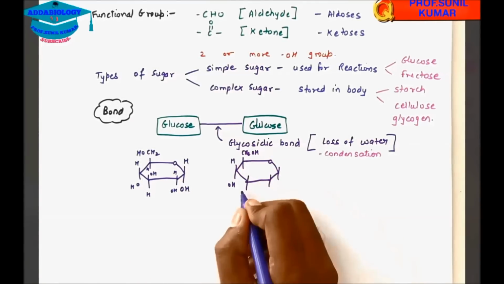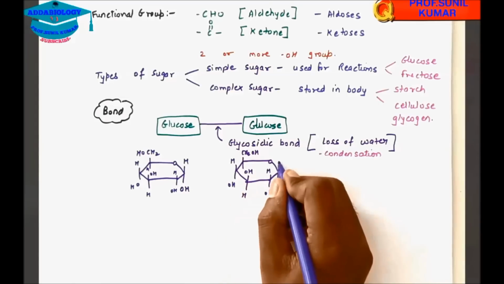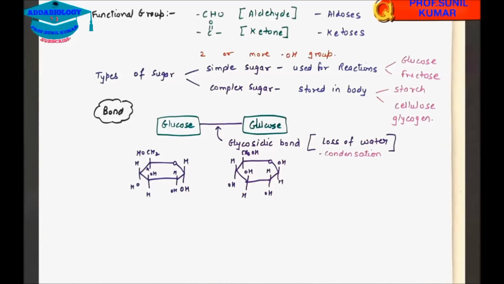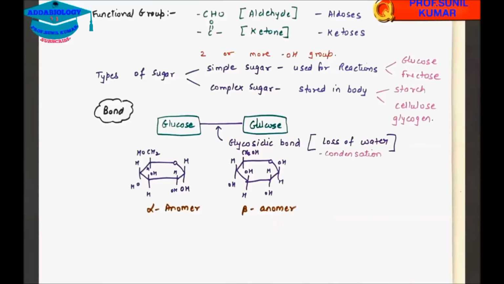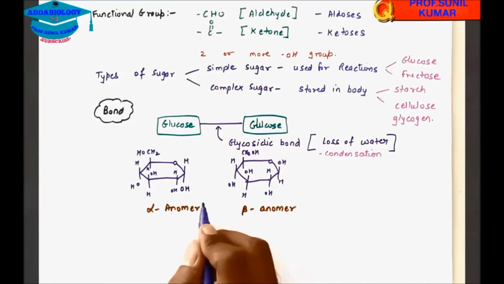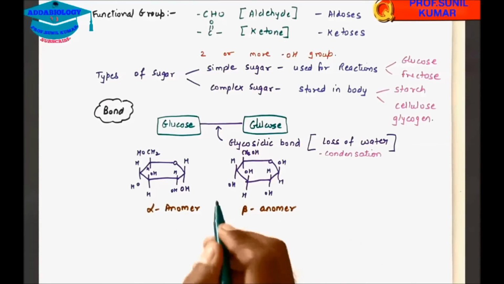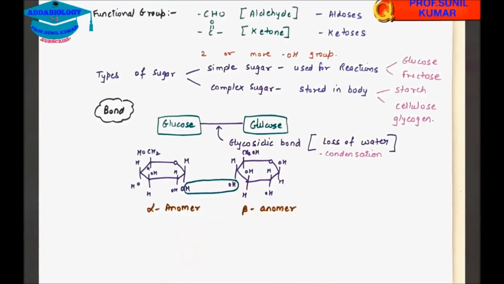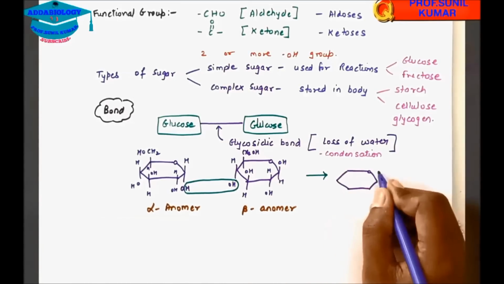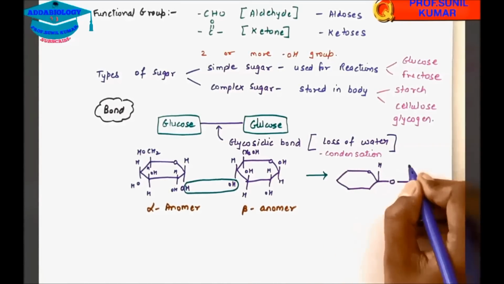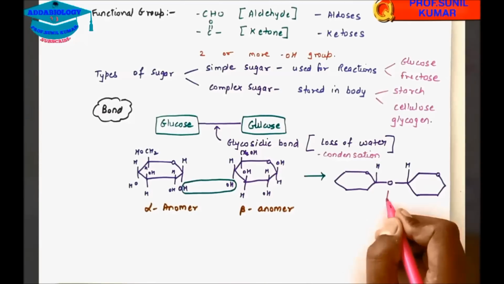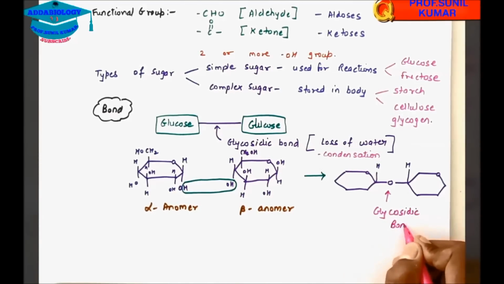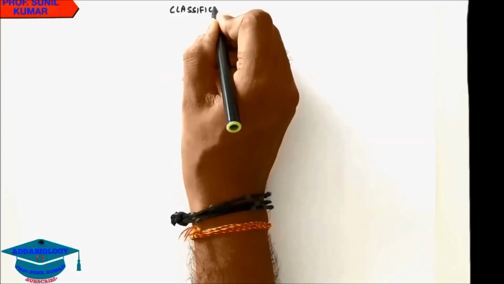A water molecule is lost. One sugar will contribute the OH group and the other sugar is going to contribute the hydrogen. This is the alpha anomer and beta anomer of glucose. So the beta anomer contributes OH and the alpha anomer contributes H, so there is a loss of a water molecule. And finally what we get is a disaccharide, and they're joined by a bond. This bond, what we see, is the glycosidic bond formed by loss of a water molecule.